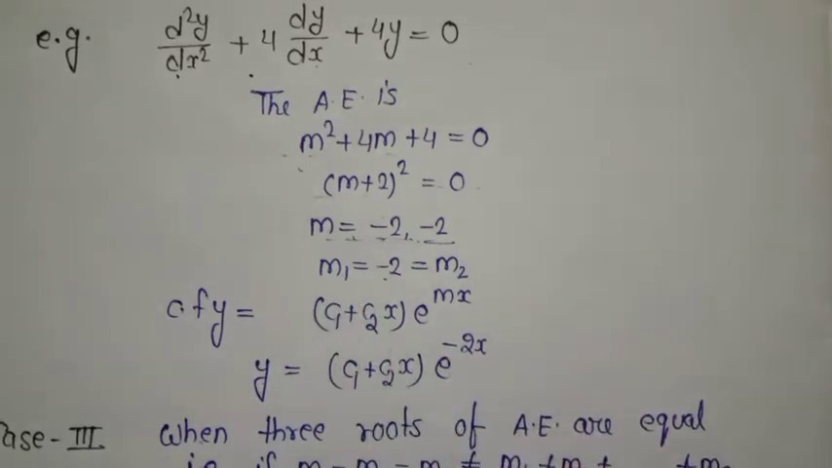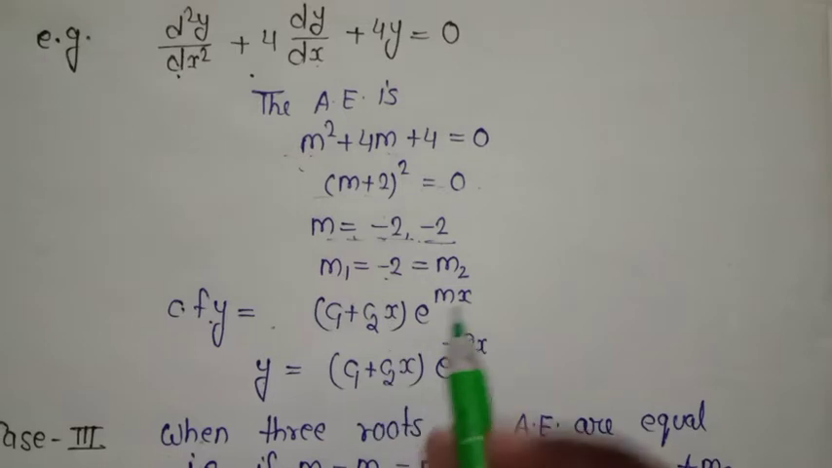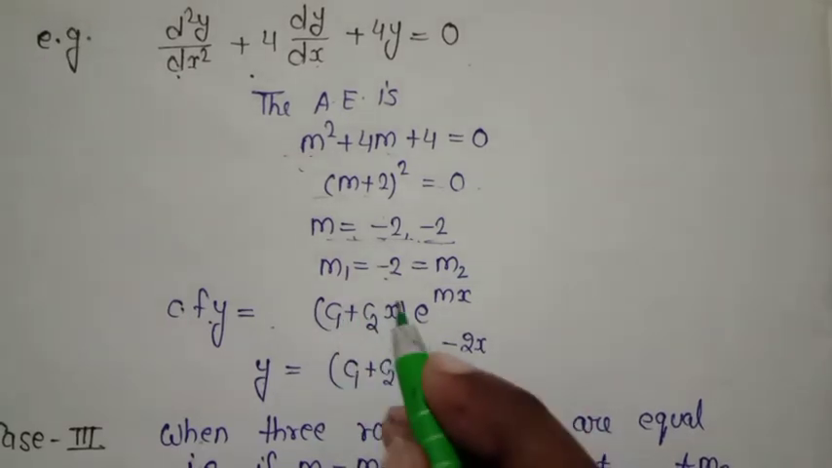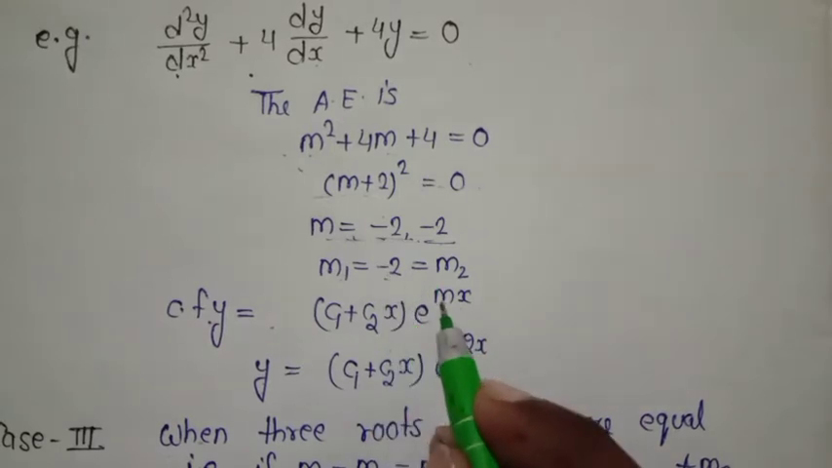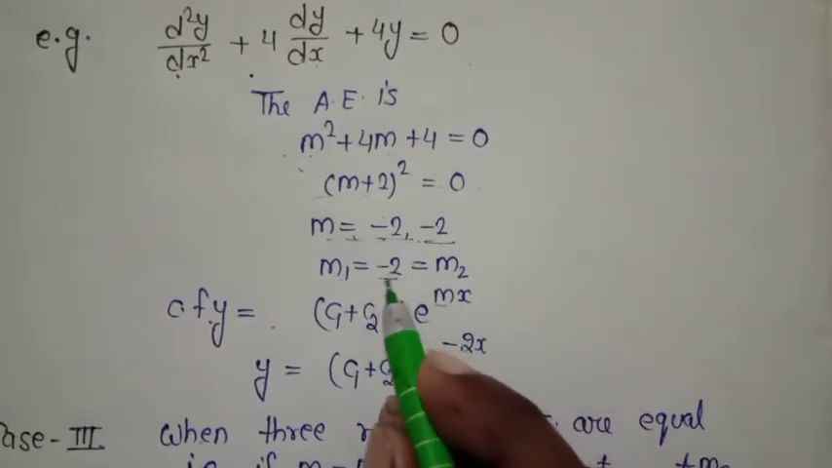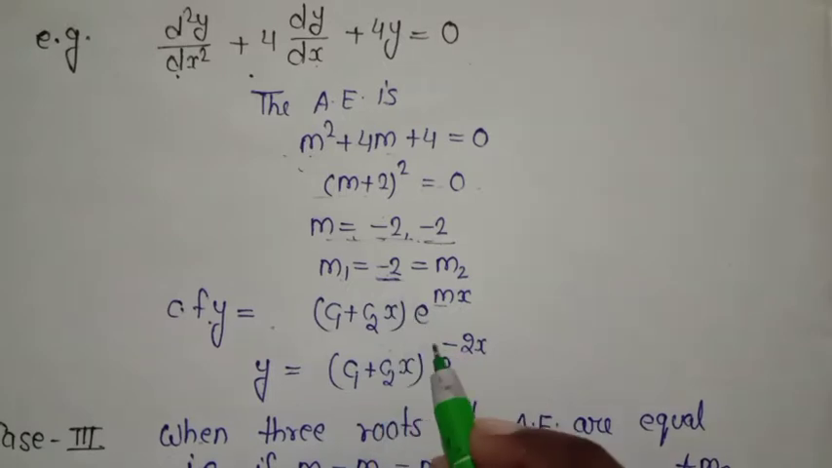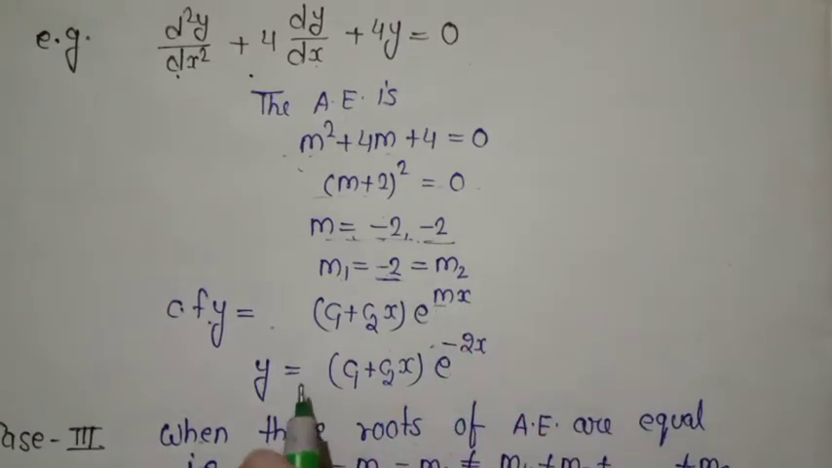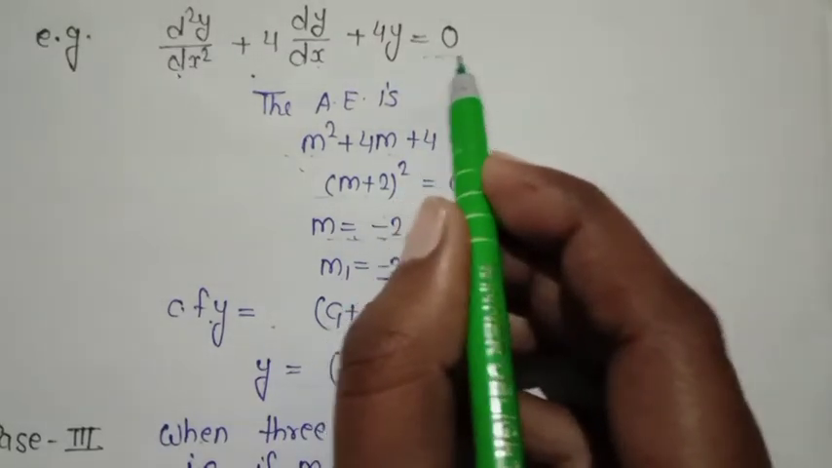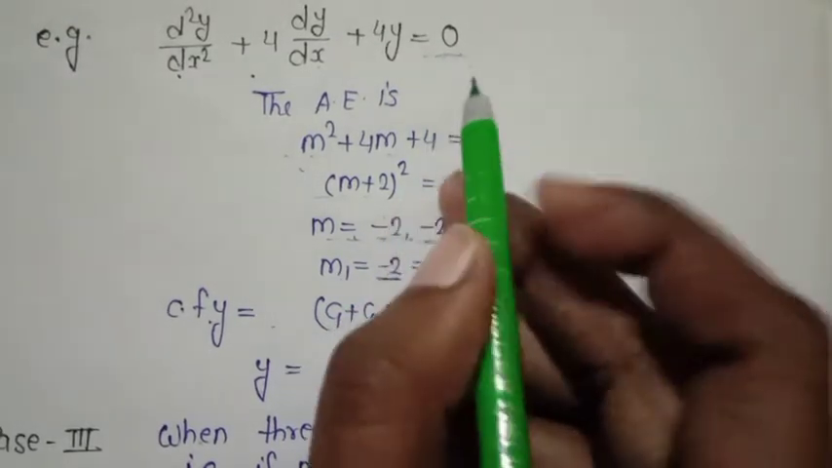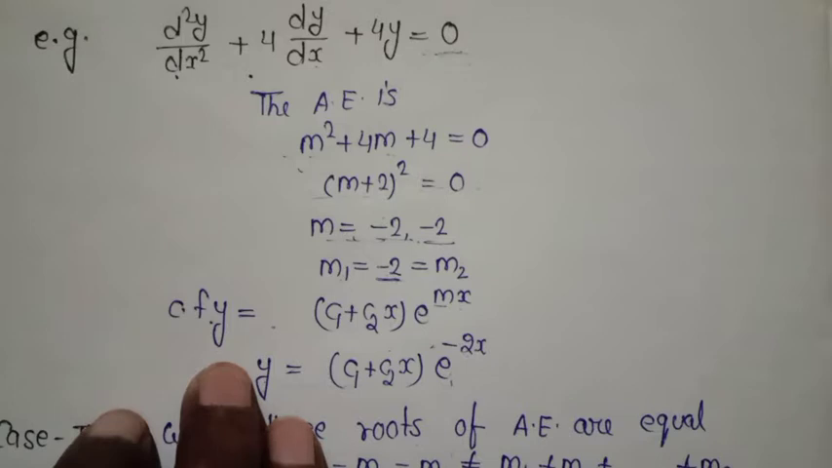So if I apply the case second here, then CF of y is equal to what? (C1 plus C2x) into e raised to power mx. Since m1 and m2 both are equal, I am taking it as m, and that is equal to minus 2 in this case, so I can put m is equal to minus 2 here. So our complete solution is (C1 plus C2x) into e raised to power minus 2x. This is our complete solution because the RHS is 0 again. Okay, so this is the complete solution for this differential equation.